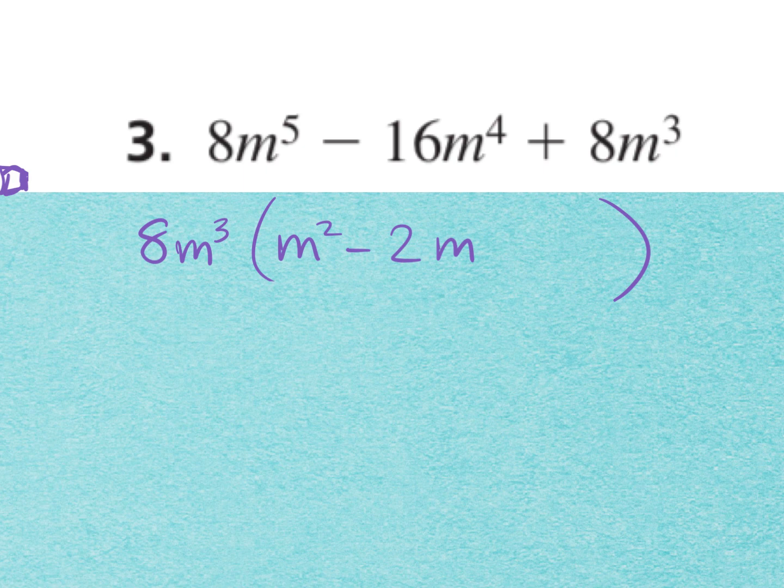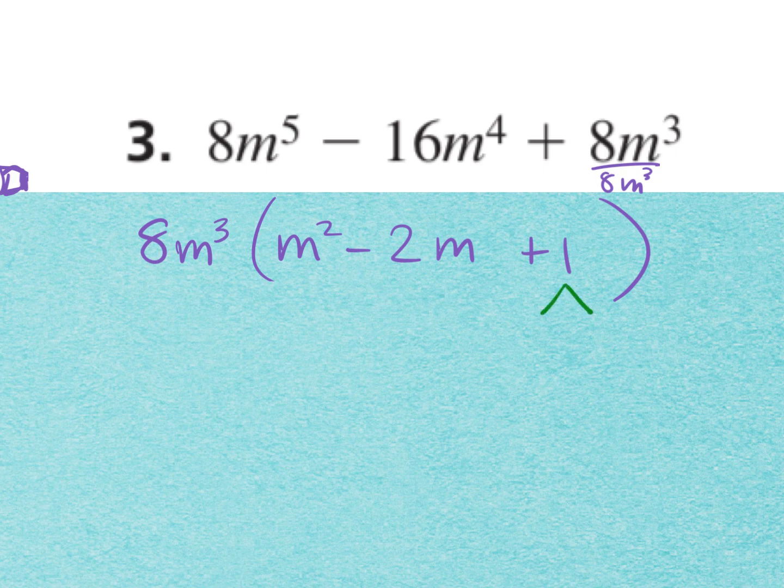Just 8m squared minus 2m plus 1. Because we took out an 8m cubed, so 8m to the 3rd power divided by 8m to the 3rd power would be 1. Don't forget about that 1 there. If we were to have distributed the 8m cubed back out, you'd want the same thing as the original. So don't forget about the 1 there.